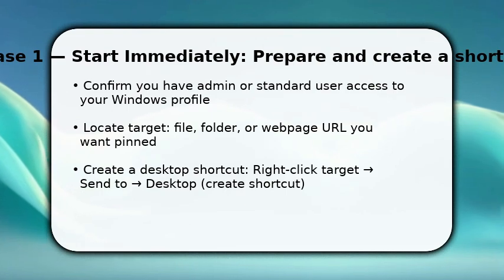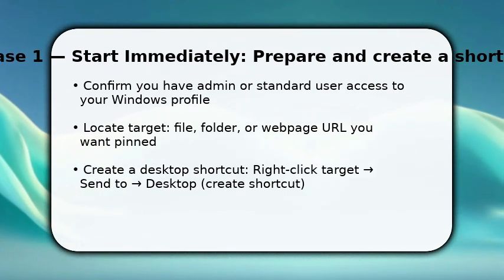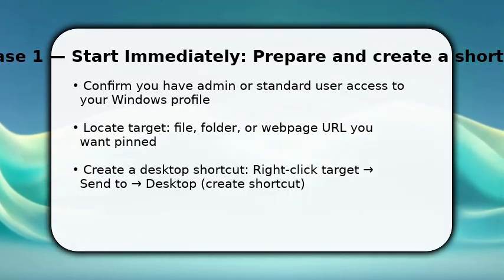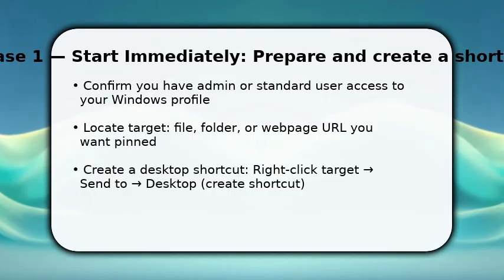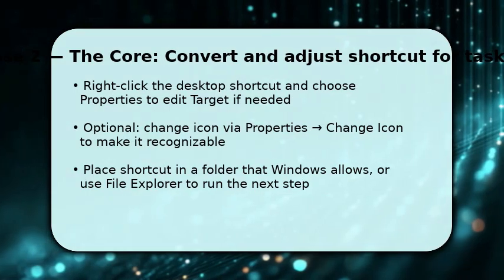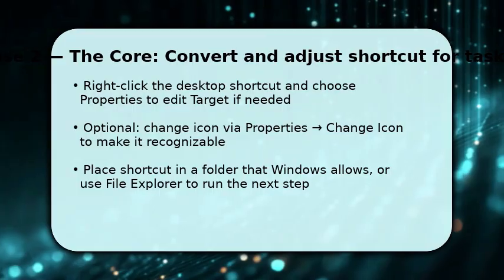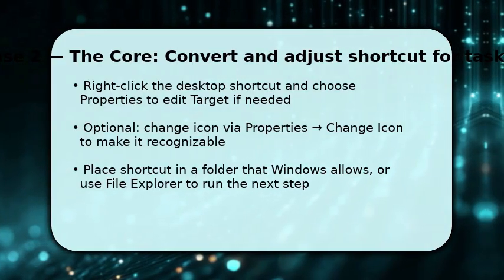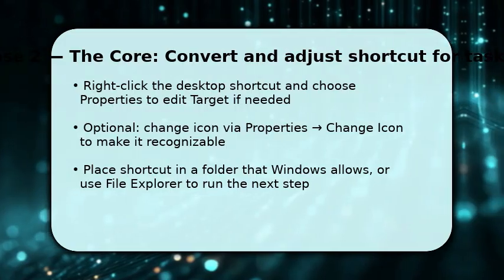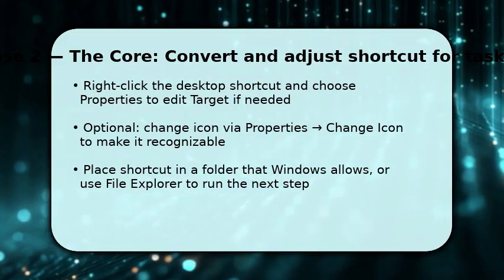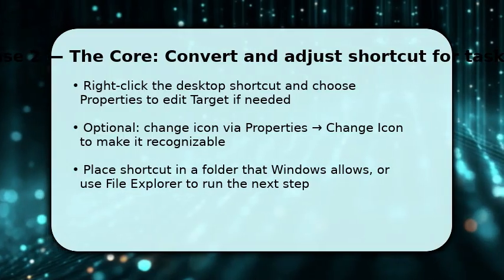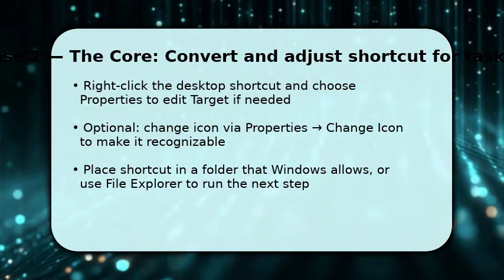You now convert the desktop shortcut into a taskbar-ready item. Open Properties for that shortcut and verify the target. If it's a URL, the target should start with the browser executable, then the URL in quotes. Change the icon so you can identify it quickly. Once adjusted, drag the shortcut to the taskbar area, but if Windows prevents dragging, move the shortcut into C:\users\your name\app data.